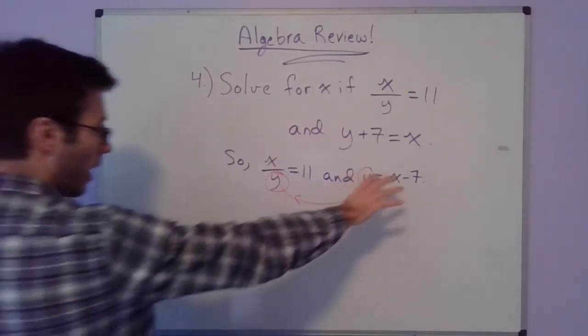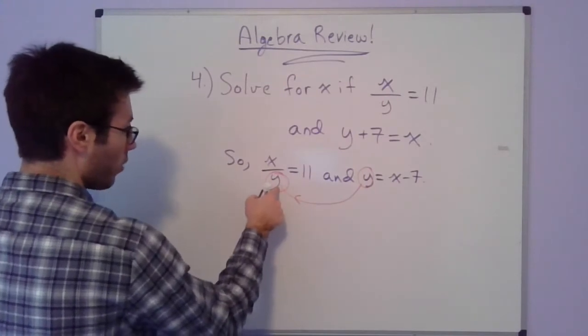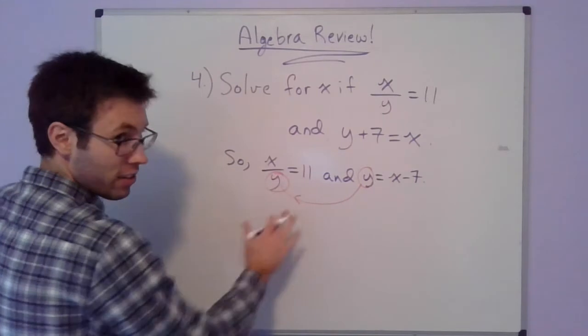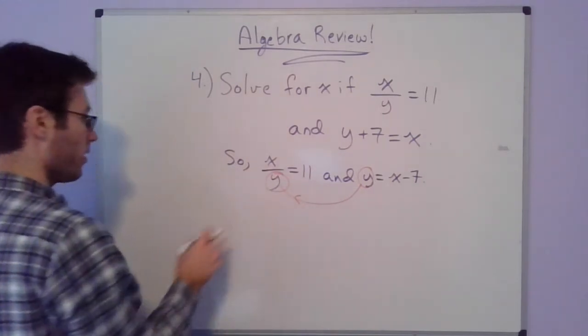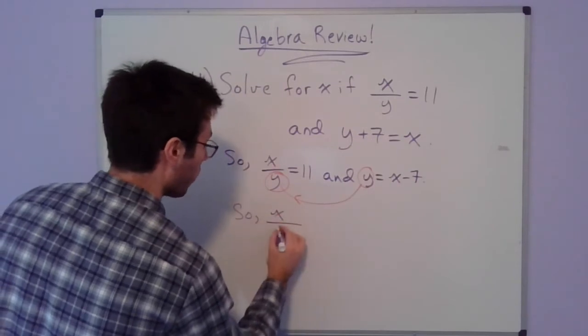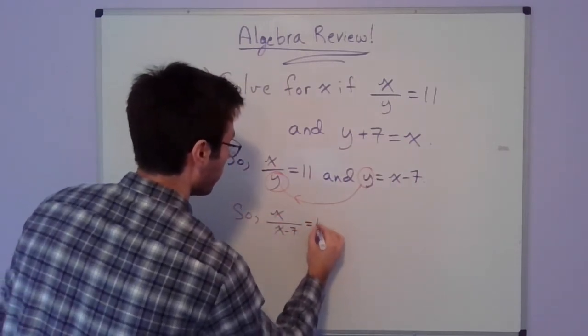Now I can do my substitution properly, my replacement of what y really is. Y is now x minus 7. So I replace that object with x minus 7. I don't erase it, I go on to the next part. So I get x over x minus 7 is equal to 11.